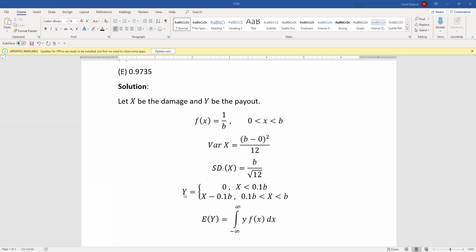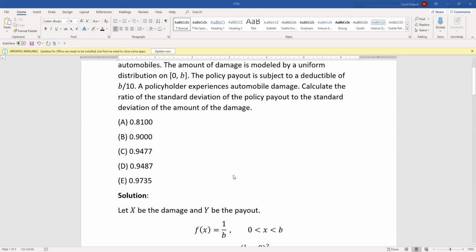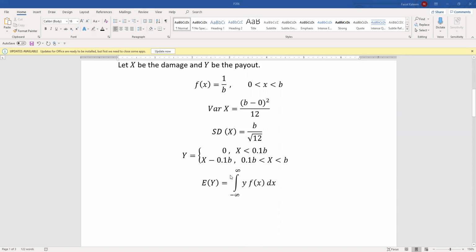And Y is the payout, which is 0 when X is less than the deductible. The deductible is B by 10, which can be written as 0.1B. And the payout is the damage minus the deductible if the damage is between deductible and B, because the maximum damage is B according to the given condition.